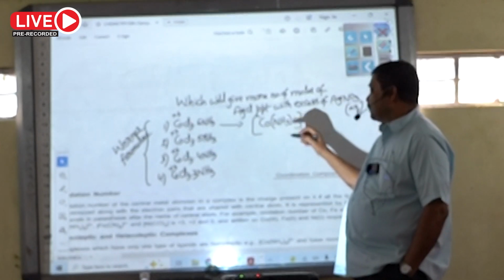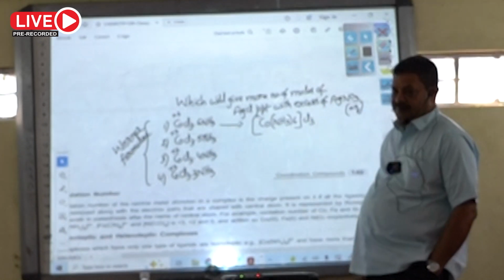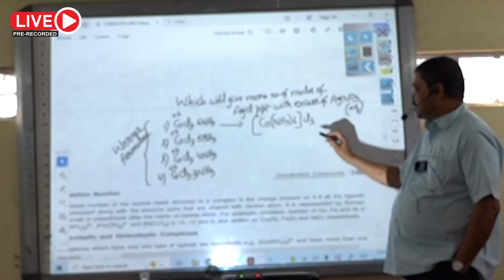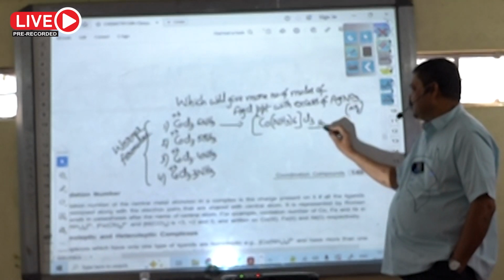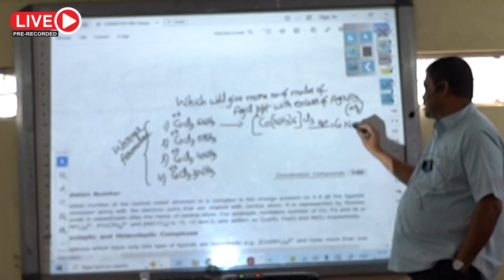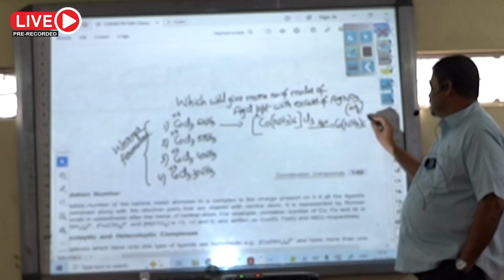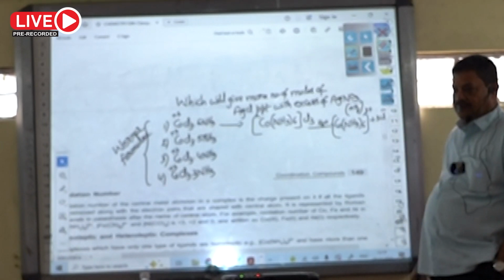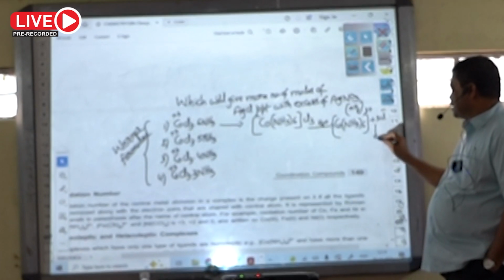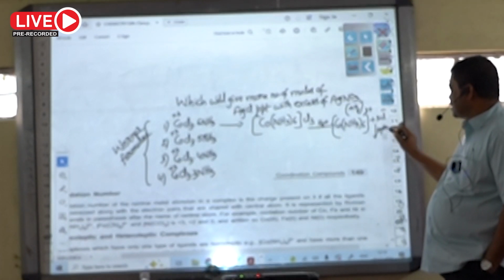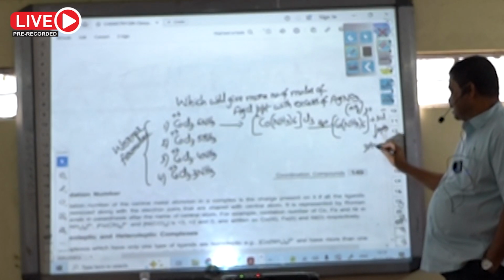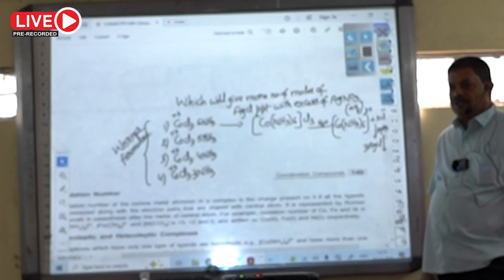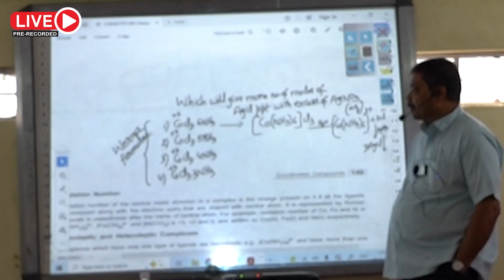This is called coordination sphere. And 3 Cls will be outside. Only the outside ones will become ionized. So this will break in water into [Co(NH3)6]3+ and 3 Cl minus. With 3 Cl minus, AgNO3 reacts and forms 3 moles of AgCl. So the first one will give 3 moles of silver chloride precipitate.